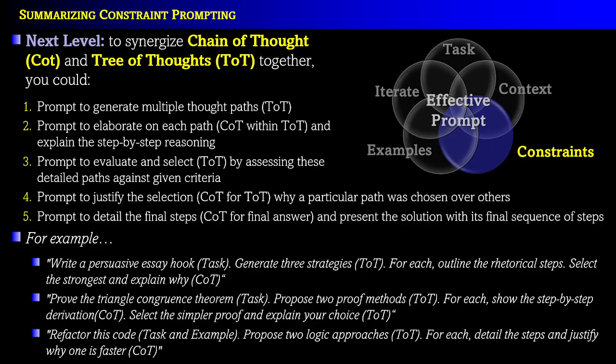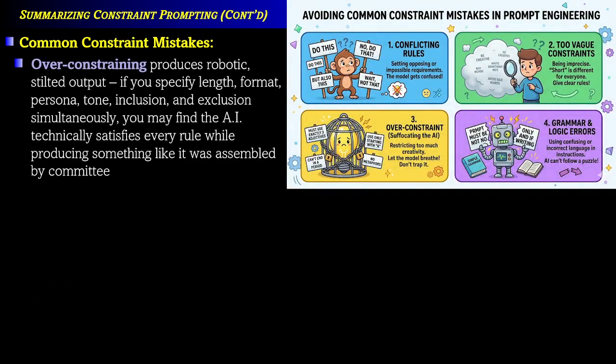And finally, refactor this code. That's our task, and we provided an example when we present the code to the AI. Propose 2 logic approaches. So we're branching off into tree of thoughts. For each, detail the steps and justify why one is faster. And that is our chain of thought, basically asking it to show its work. Let's look at some common mistakes that can be made in constraints as a prompt engineering technique.